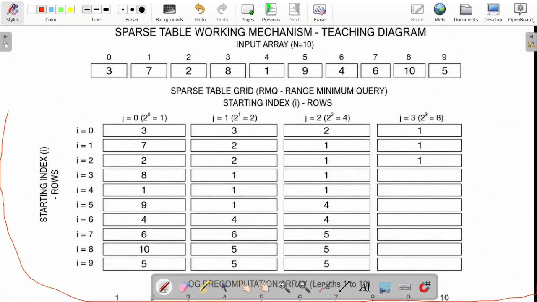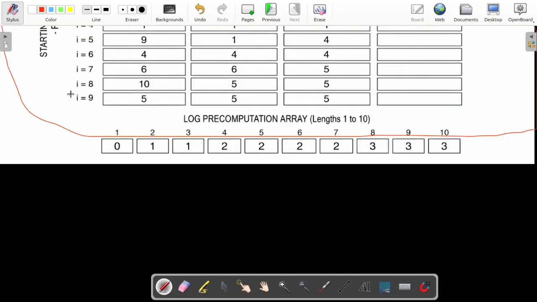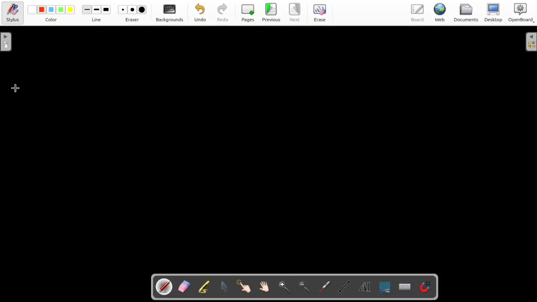So this is how a sparse table looks. You can see it's a 2D matrix of integers. Let me first explain how we denote a sparse table. A sparse table is denoted by a 2D matrix of integers. Let's say the name of our matrix is SP. Then we denote it like this, SP of i, comma j.